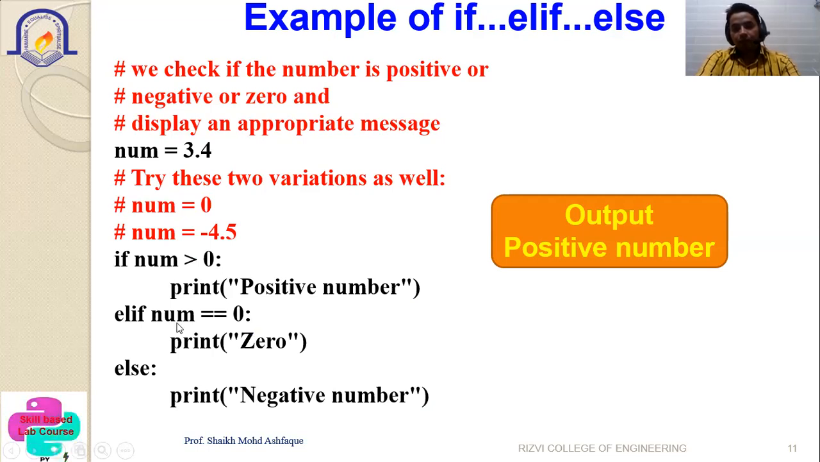it will check elif num equal to 0 colon, press enter, indentation mark, print 0. The print 0 will be the part of the first elif. So whenever the number is 0, it will print 0. Else, whenever it is not matching, it will go to else colon, indentation, and here you will write print negative number. Here the number is 3.4, so 3.4 greater than 0, the first one is satisfied. So it will print the positive number, and then exit. But suppose you declare the number as 0, it will display the output as 0.